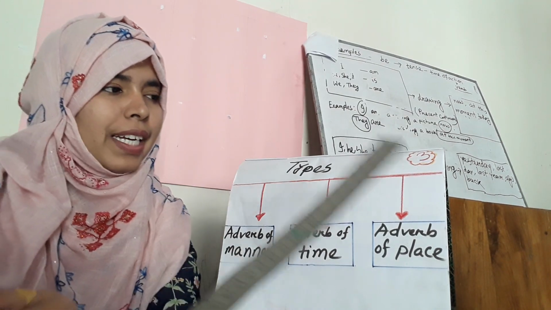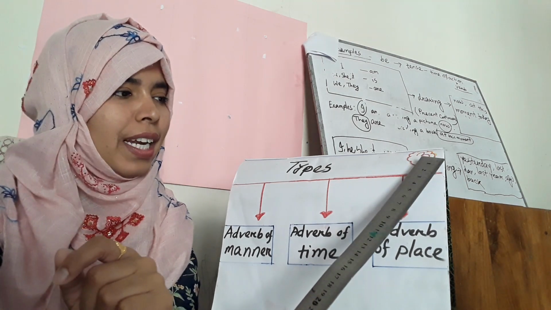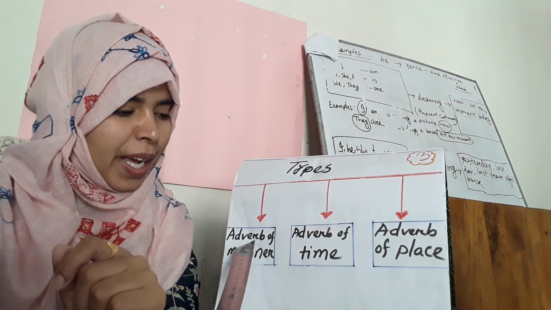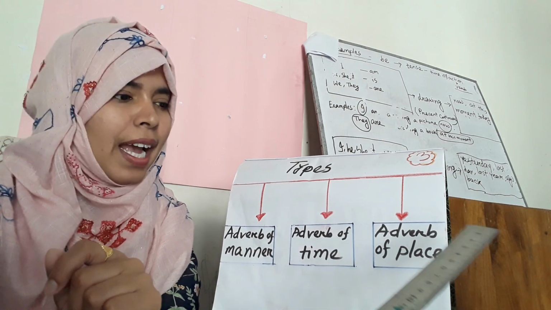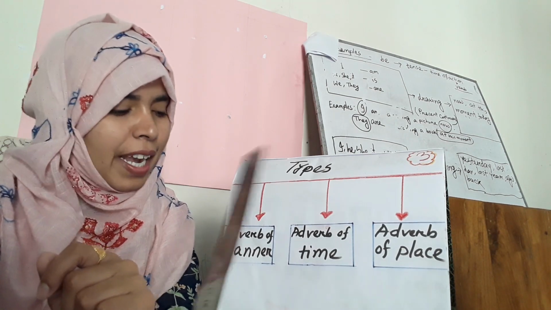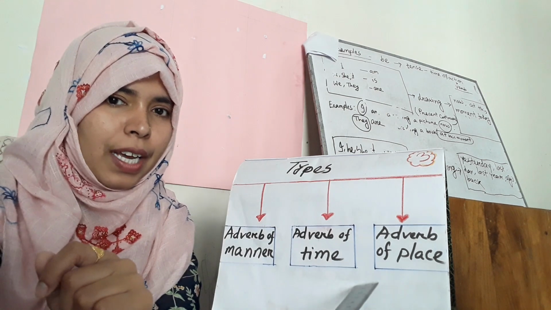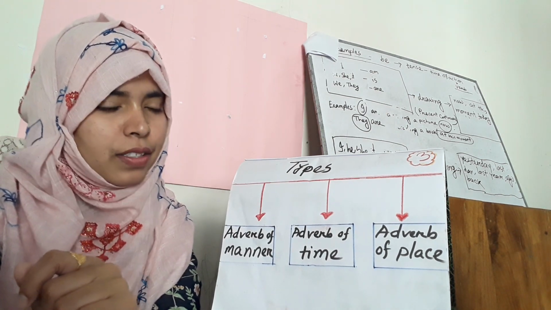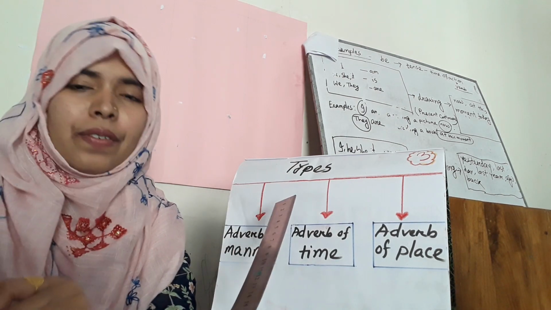Adverbs are of three types: adverb of manner, adverb of time, and adverb of place. So first we will talk about adverb of manner.